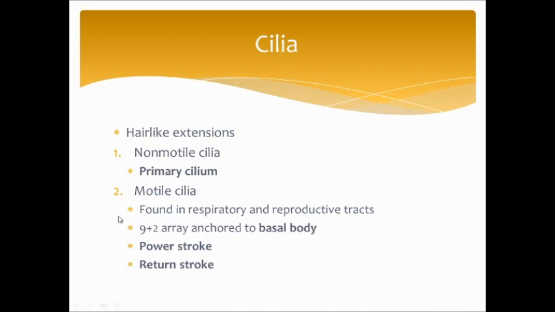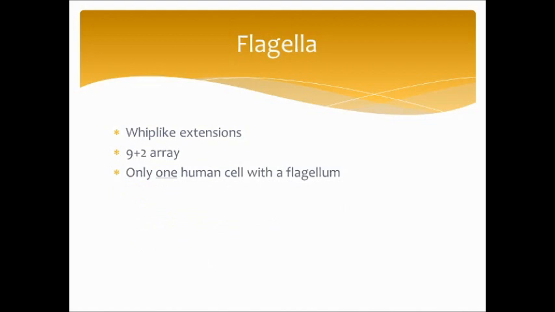Motile cilia have this 9+2 array, which again is just how the microtubules are arranged. They're anchored to a basal body. During the power stroke of movement for the motile cilia, the cilia are stiff and they are flexible in the return stroke. Flagella are whip-like extensions that come off of the cell. In human cells, they will only have one flagellum. They also have a 9+2 array for microtubule arrangement. There's actually only one human cell that has a flagellum, and that is the sperm.